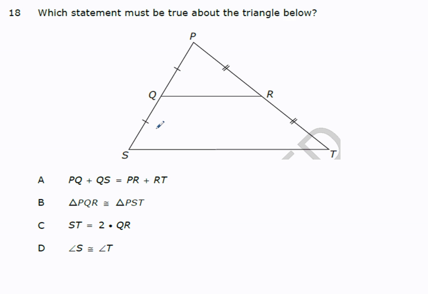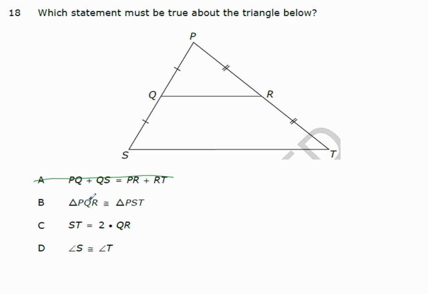All right, so using that information, let's look at our choices down here. Choice A, PQ plus QS is equal to PR plus RT. In other words, this side is congruent to this side. Now that could be true, but it doesn't have to be true. And we're looking for the parts that must be true. So it's not going to be A.